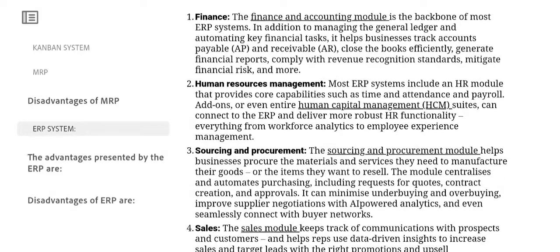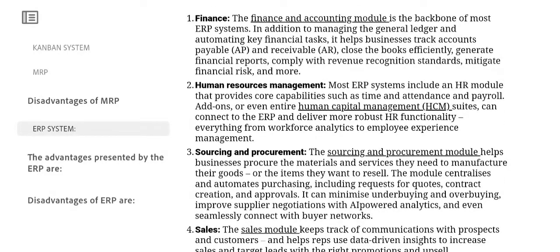After that, the second module is the human resource module. Most ERP systems include the HR module that provides core capabilities such as time and attendance, payroll. Means HR does all those activities with the help of this ERP, to take the attendance, to take the time, their in time, out time, to track their orders, to track their incentive. So that is a very good module which comes in the ERP.